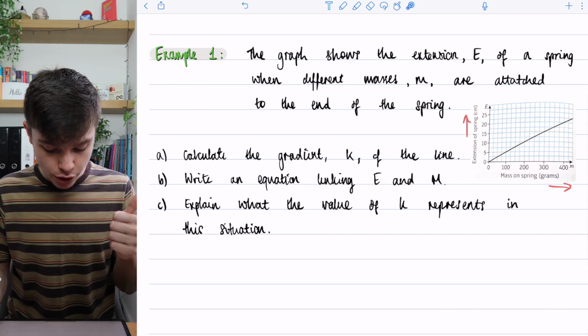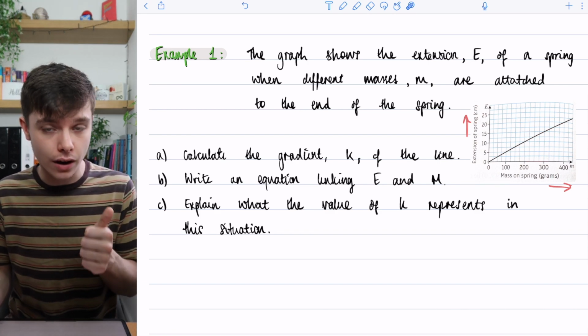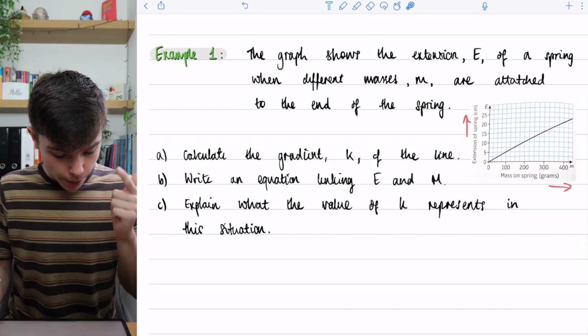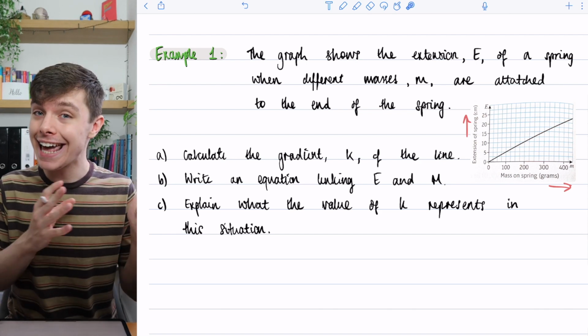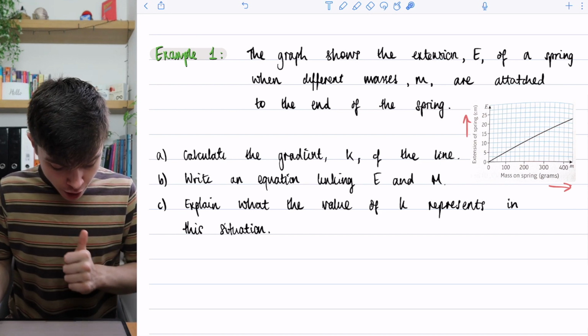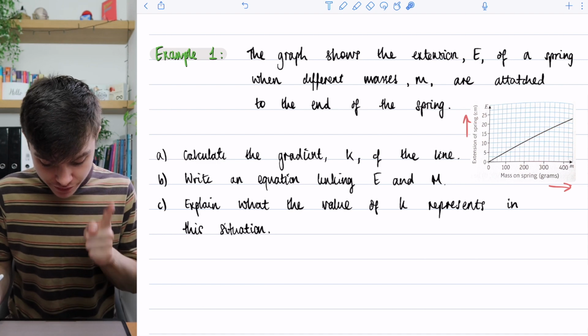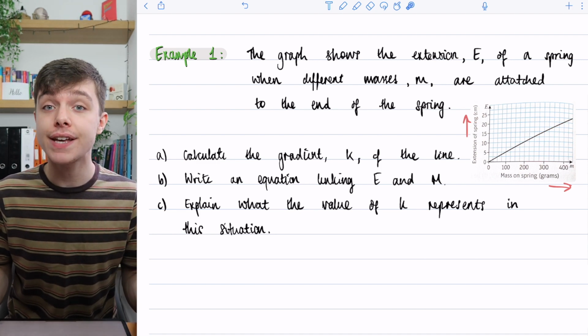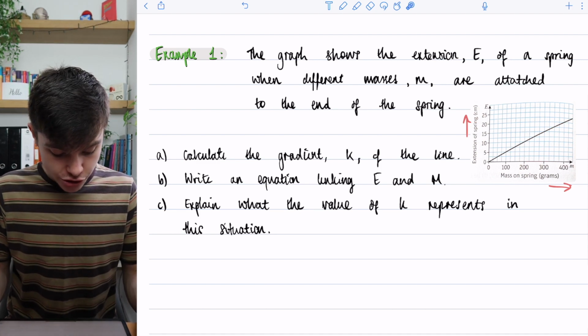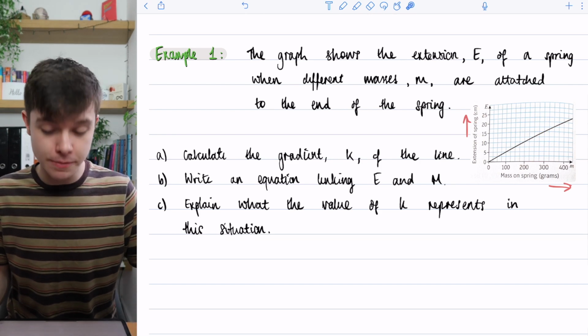Okay, so we've got three things for this question. We want to calculate the gradient, we've called that K, of the straight line. We want to write an equation linking E and M. And we want to explain what the value of K represents in this situation. So you might be able to have a go at A and B.